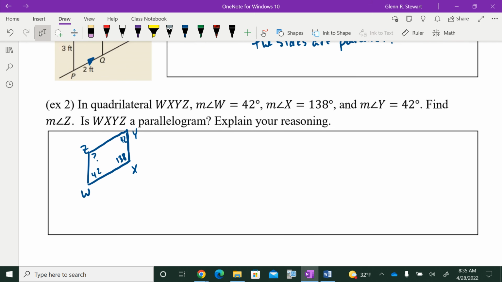It's a quadrilateral, so how many degrees in a quadrilateral again? Does anyone remember? Yep, 360. So why don't we take 360 and subtract 138 and 42 and 42, and see what you get.